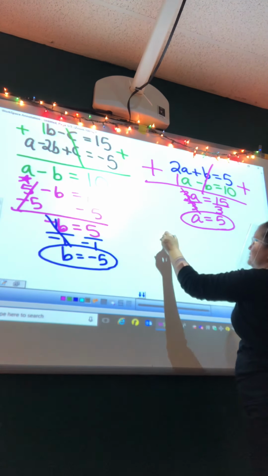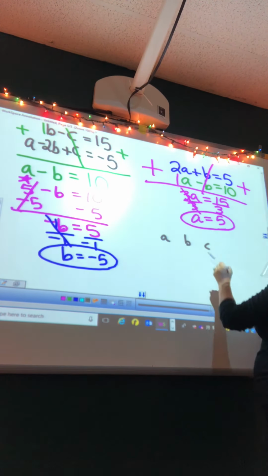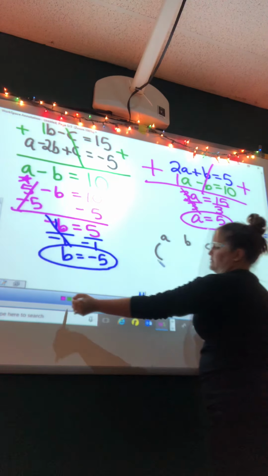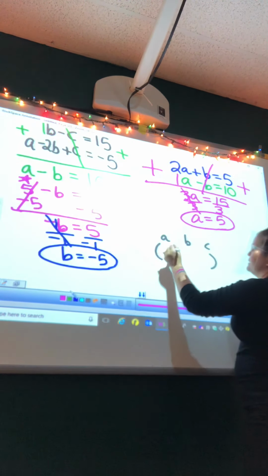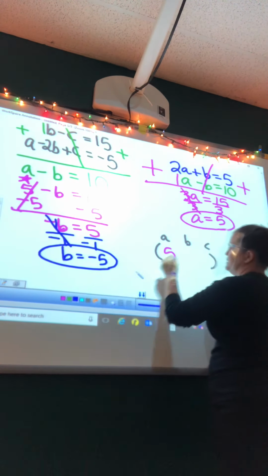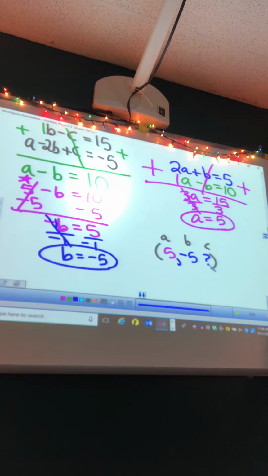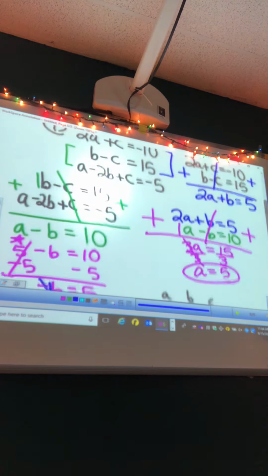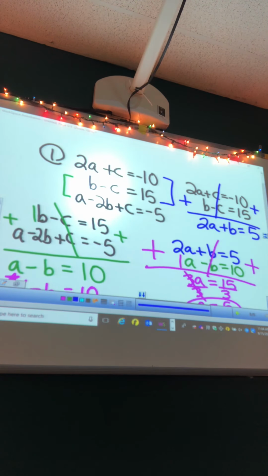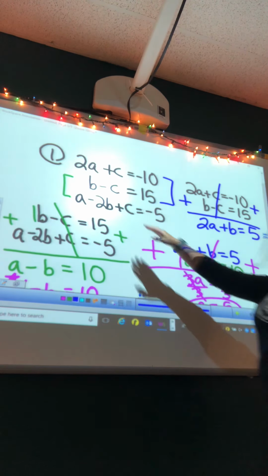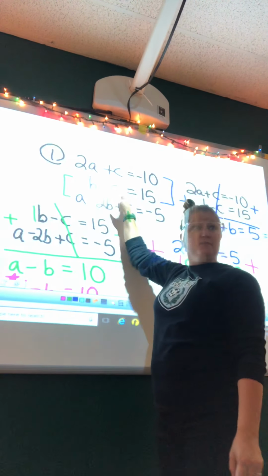Now this is a little bit different. A, b, c is what we need. A is 5. B is negative 5. How do I find that c? Plug it into the top. Plug it in, plug it in. One of the original equations? So b minus c equals 5. Sure. We can go into this one right here and just plug in the b.